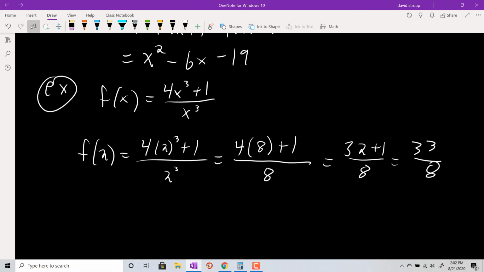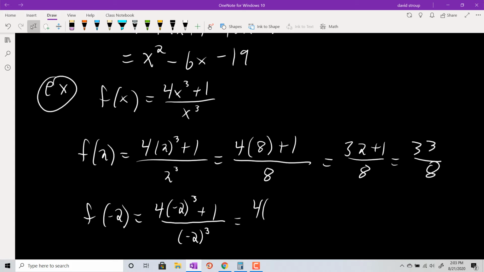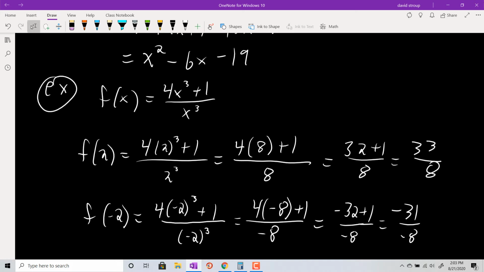Okay. Let's try f of negative 2. Maybe a little harder. So again, you've got to put that negative 2 in the parentheses to indicate that the negative is part of the base. Okay, order of operations, negative 2 cubed is negative 8. Negative 32 plus 1, negative 8. Negative 31, all over negative 8. Negative over negative is positive.